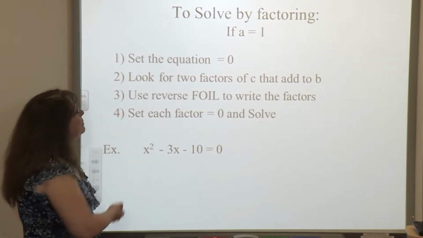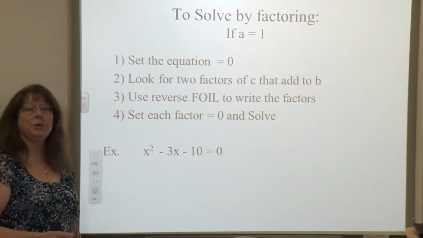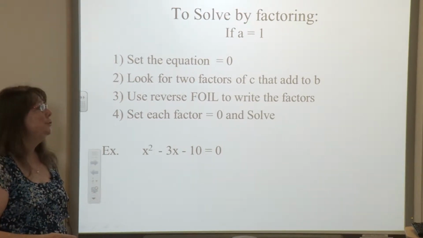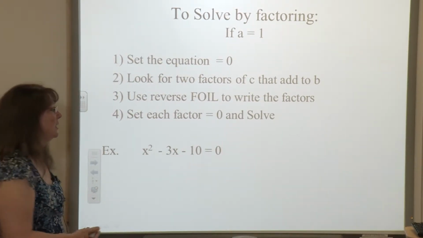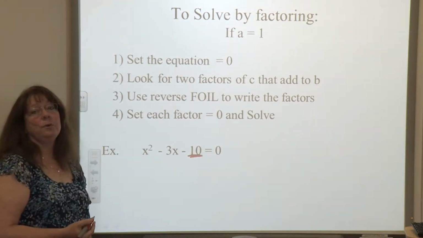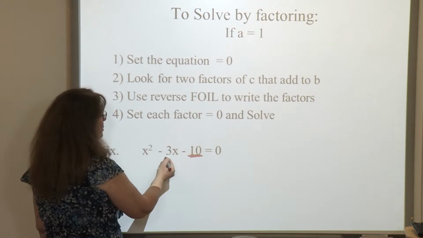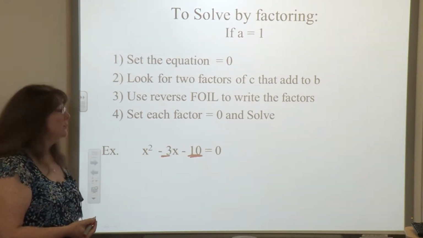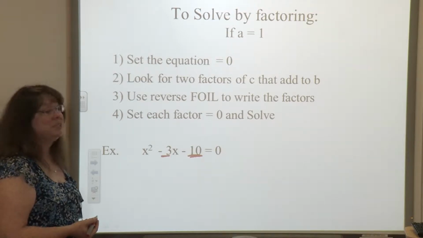For people who like steps, I've listed some steps. The first thing you want to do is make sure you set your equation equal to 0. Look for two factors of c, that's this value, that add to give you the value b, the one in the middle. Then we'll use reverse FOIL to write our factors and set each factor equal to 0 and solve it.